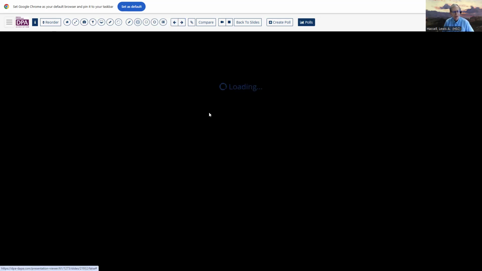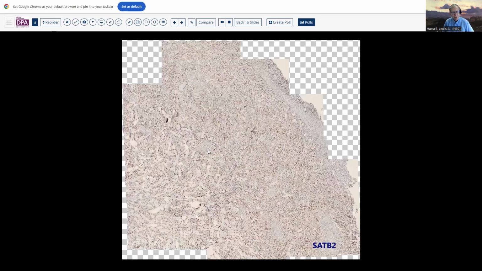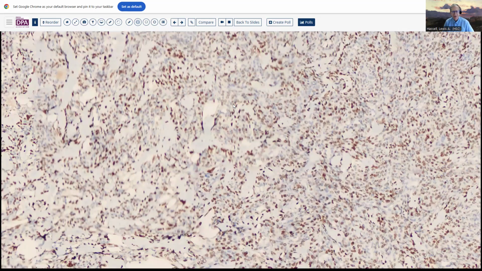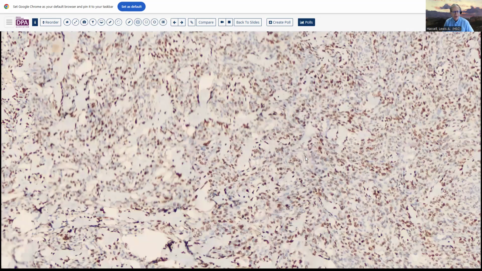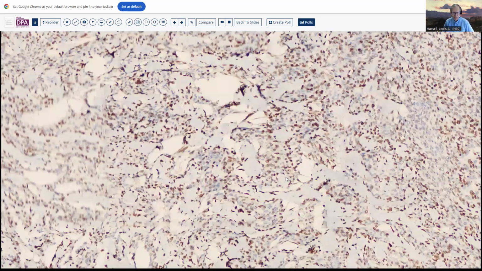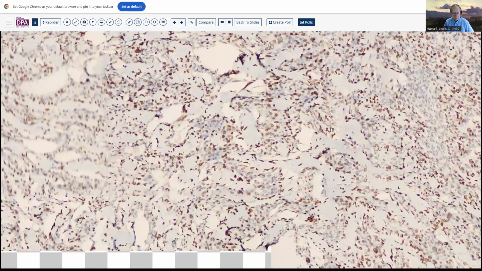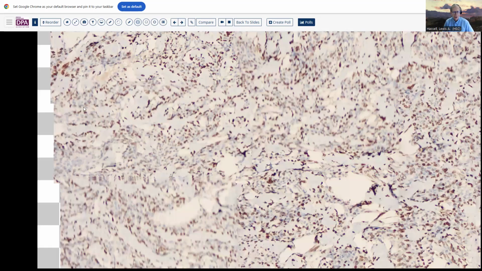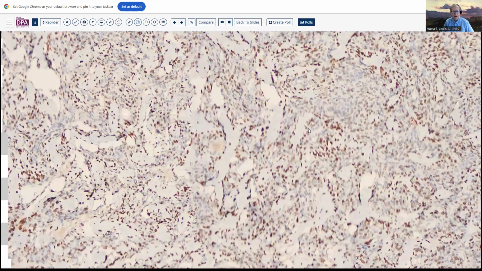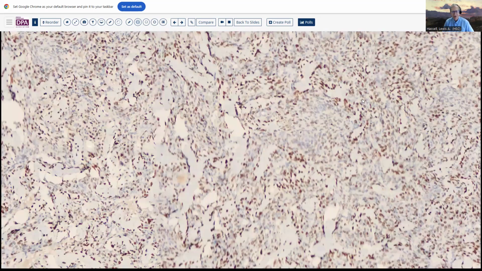Let's take a look at some of these. Here is the SATB2 stain. And as we can see, the positive cells are fairly diffusely arranged in this. Some of the cells within the matrix do stain with this as well. So they may be related cells, and that may suggest the possibility of osteosarcoma.